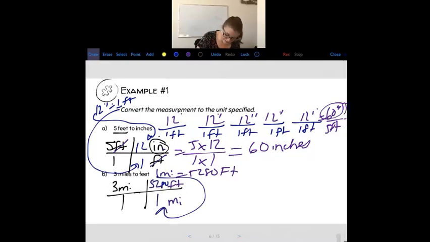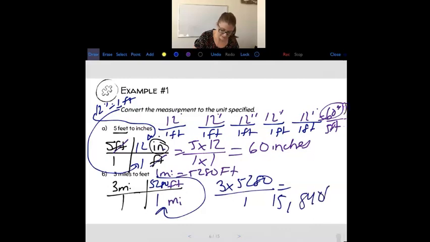So to calculate, we would take 3 times 5,280 divided by 1, and 3 times 5,280 is 15,840 feet. Now with these, you can always double check that your answer makes sense. There's a lot of feet per mile, so it makes sense that we would end up with a bigger number.